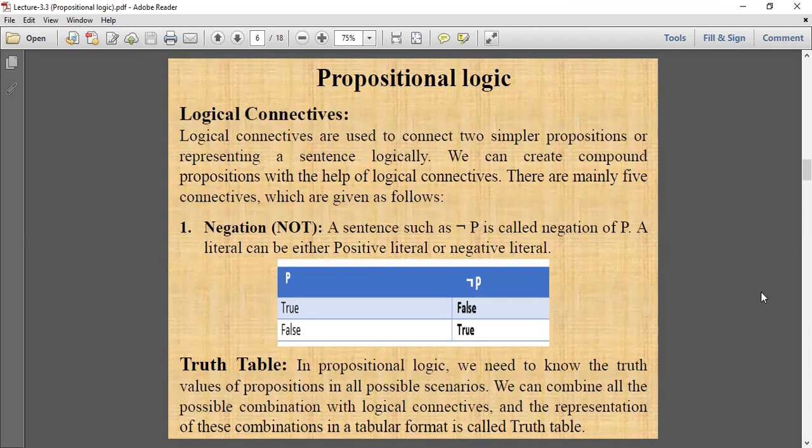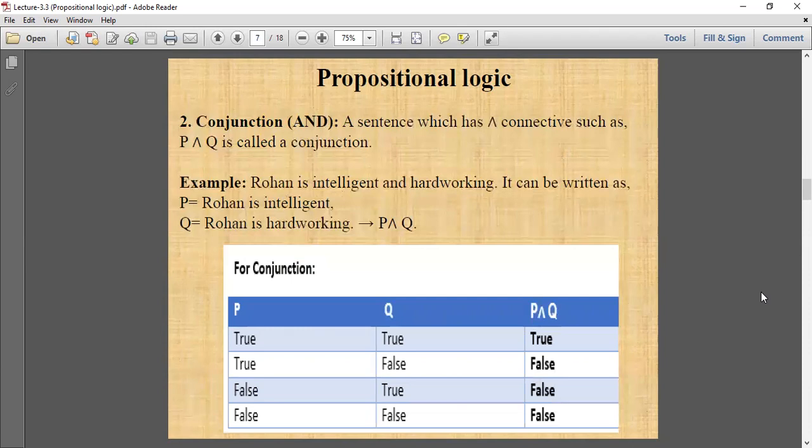Now truth table. In propositional logic, we need to know the truth values of propositions in all possible scenarios. So we can combine all the possible combinations with logical connectives, and the representation of these combinations in a tabular format is called a truth table.